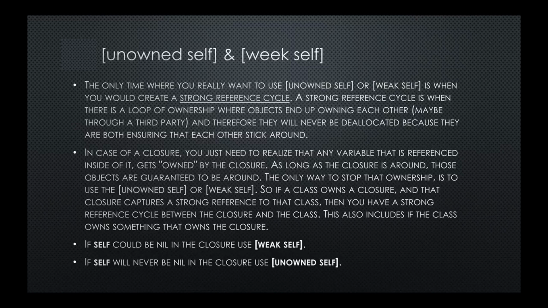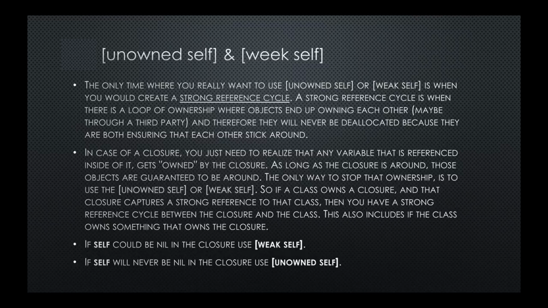But okay, yeah, so a closure creates a strong reference cycle because anything which is inside the closure will stick around as long as the closure does, and it creates a strong reference with the class, okay? So because of these strong references created by the closure, a retain cycle is created, and that is why you have to use unowned self or weak self.